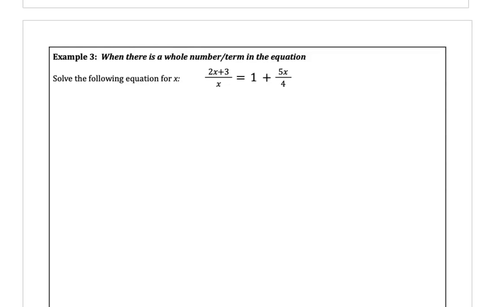Okay, so the third scenario I wanted you to be aware of is when you might have an equation that contains a whole number or term in that equation. And the main thing I want to point out in that scenario is that when you are multiplying both sides of the equation by the LCD, you would need to multiply that to all parts of your equation.